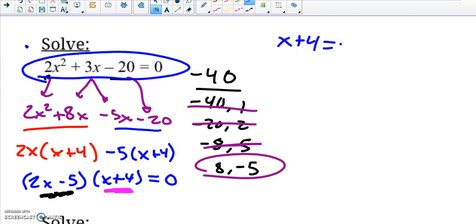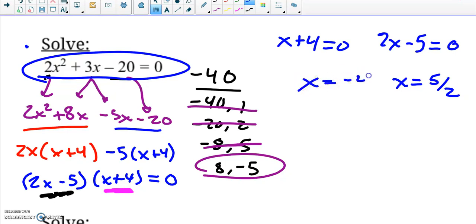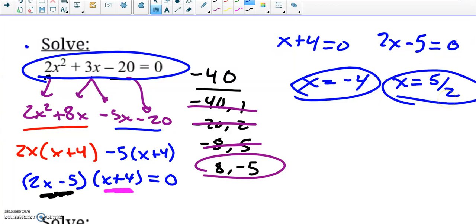So I'm going to get my two solutions by setting x plus 4 equal to 0. That will give me one solution, and then I'm going to set 2x minus 5 equal to 0 to get the other solution. Solve those little equations. I get 5 halves and negative 4 as my two solutions to the equation. Again, this one was an equation, so factoring was something that helped us solve the equation.